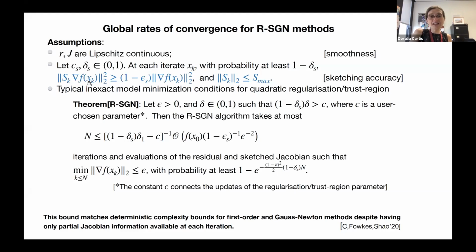So under what assumption does this sketching accuracy property hold? When does it hold? For what kind of S matrices? Well, now we go back to the subspace embedding properties I started with.